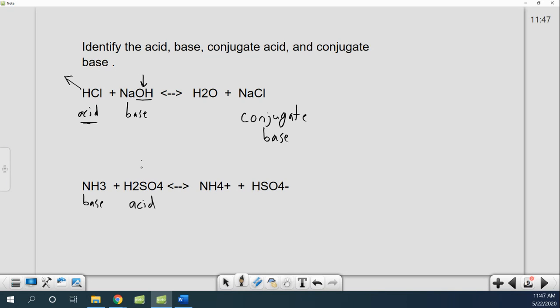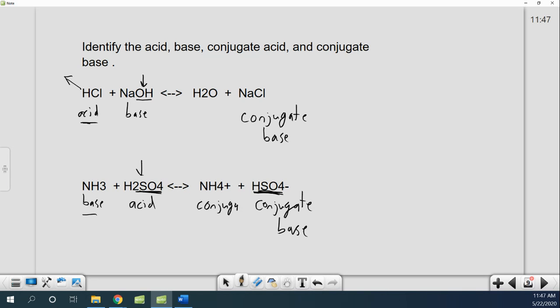So if we look at this one here, I've got the SO4, well, technically HSO4, so I'm only giving away one hydrogen. But I've got SO4. That's what's going to be left over once the acid has donated its hydrogen. And there it is right there, HSO4 minus. So this would be my conjugate base. So your acid becomes your conjugate base. And the flip side, your base becomes your conjugate acid.